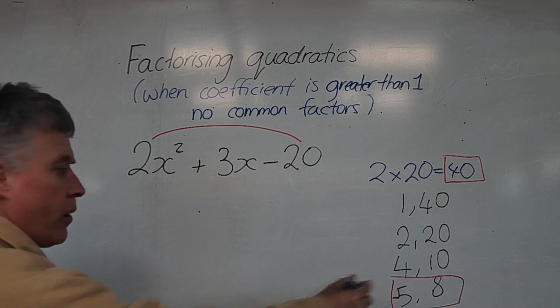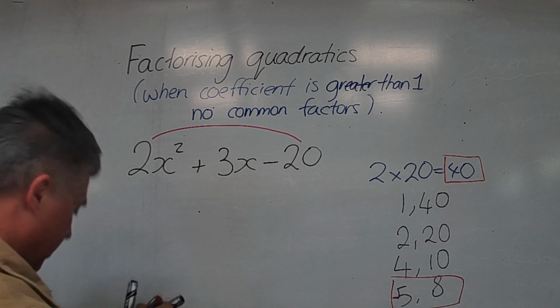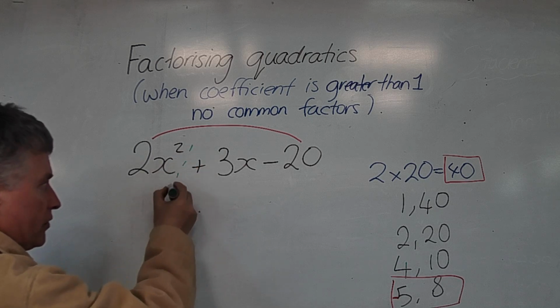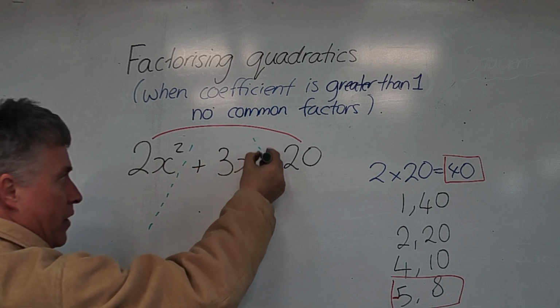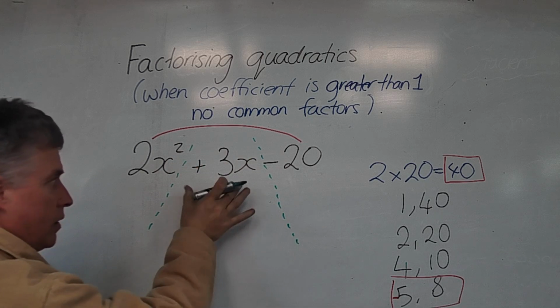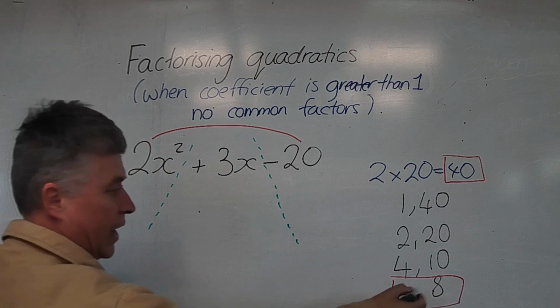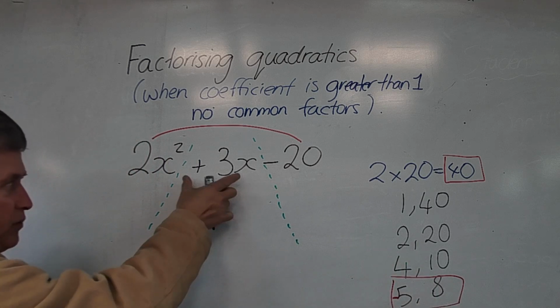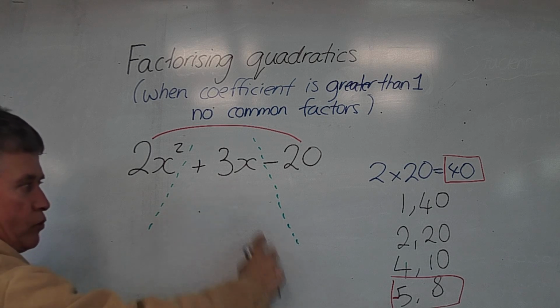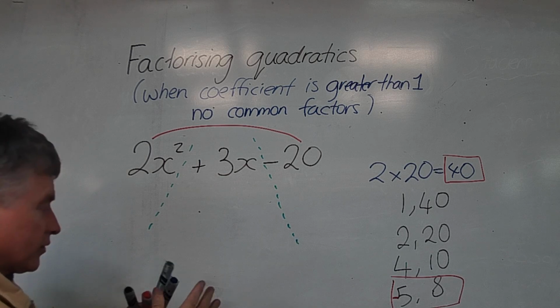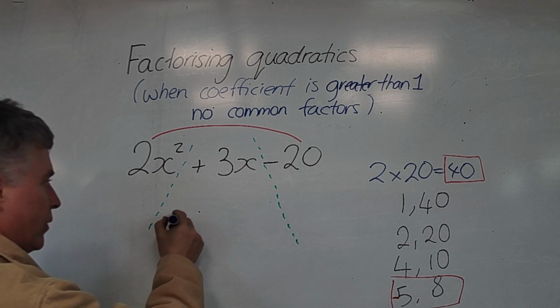So once we've got that, what are we actually doing? I'm going to use a different colour. What we're trying to do is separate that middle term into 5 x's and 8 x's. So we're splitting this up into two lots. Okay. So just so you can see how it works, we're going to have a minus.